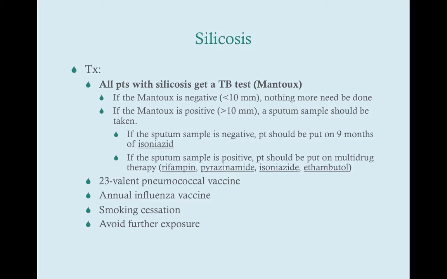If the sputum sample, however, is positive for TB, then we treat them as if we would be treating them for active TB, and we put them on a multi-drug therapy. And those drugs include rifampin, pyrazinamide, isoniazid, and ethambutol.